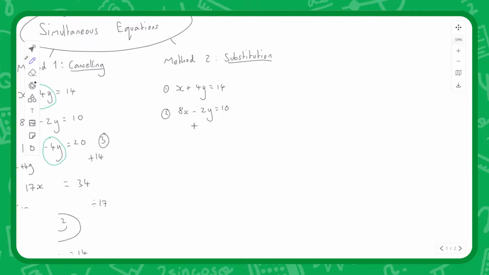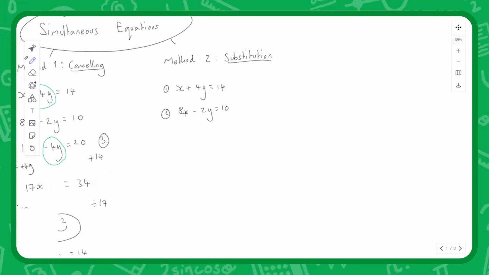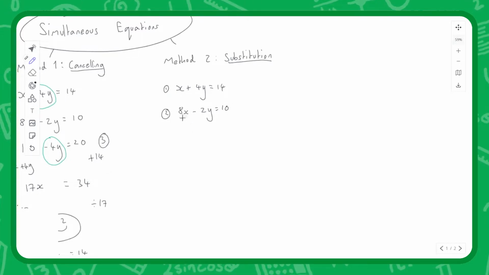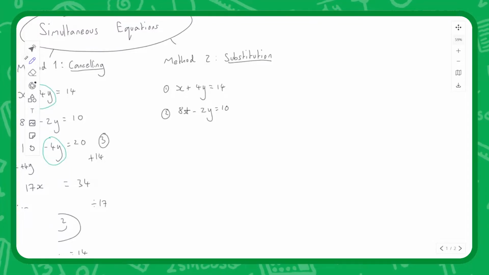So what we're going to do is use equation 2 to allow me to do that. If I use equation 2, I want to get x on its own.